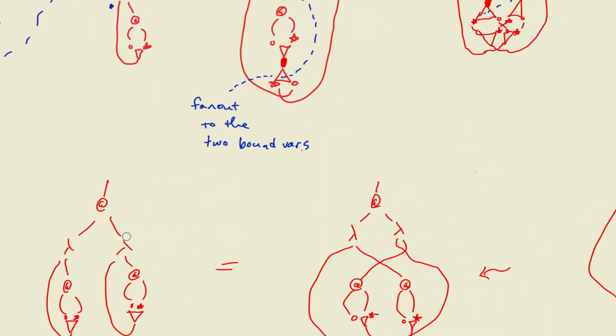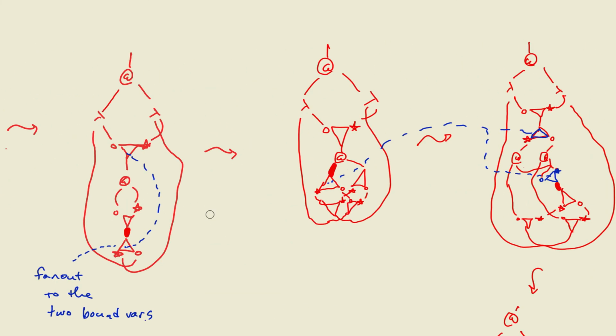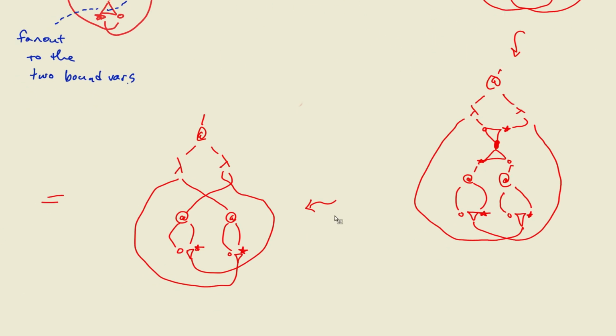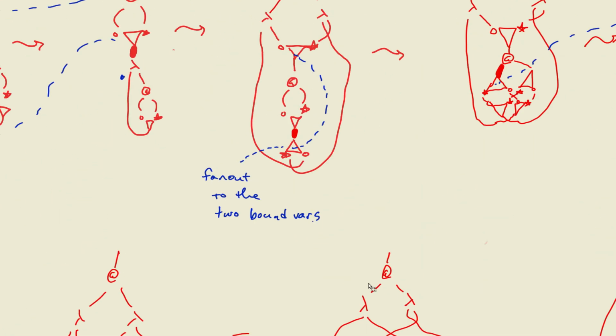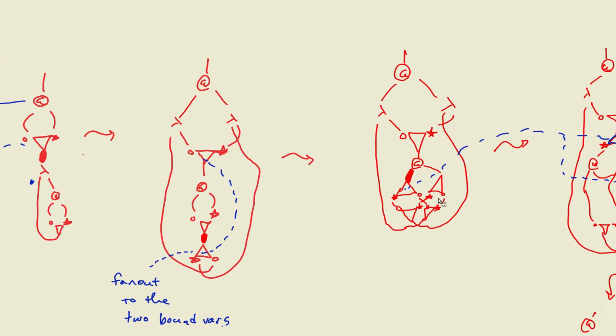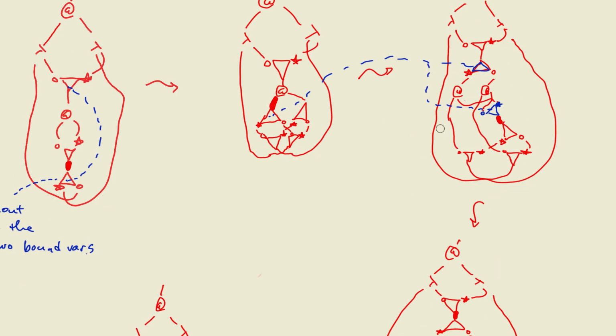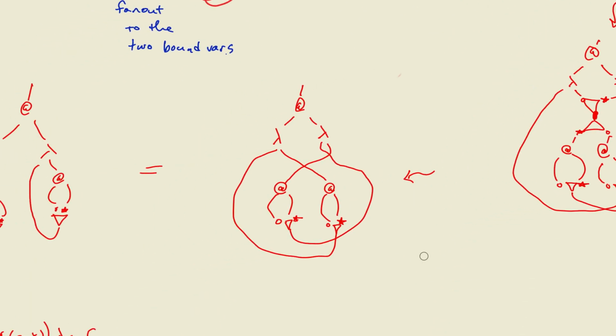So after a bunch of steps, let's count them. 1, 2, 3, 4, 5, 6 steps. You get back to where you started from. Now, of those steps, how many are actually beta steps? There's 1 beta step over here, and that was it. There's just 1 beta step, and then there are these steps that shuffle these duplicators around.